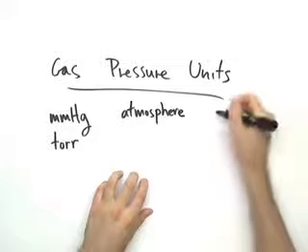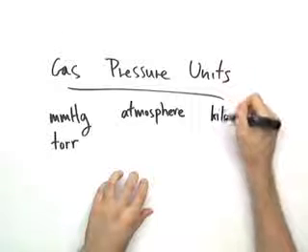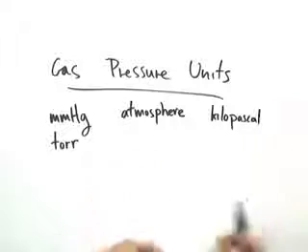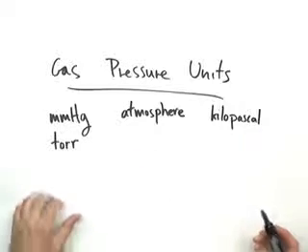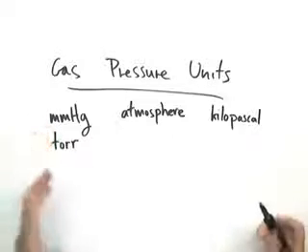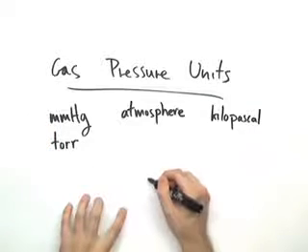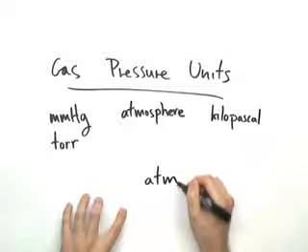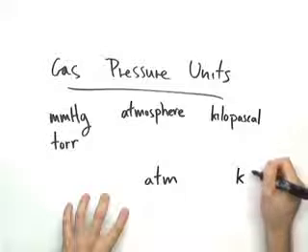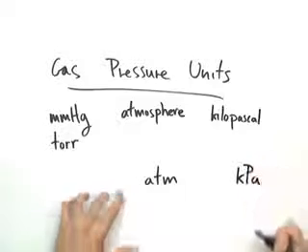And the third unit is called the kilopascal. This is also named after a scientist, Pascal, who did a lot of work on force and pressure and so forth. There are abbreviations for these. Millimeters of mercury and torrs are already abbreviated. Atmospheres we can abbreviate as ATM, and kilopascal is abbreviated as a lowercase k, uppercase P, and a lowercase a.